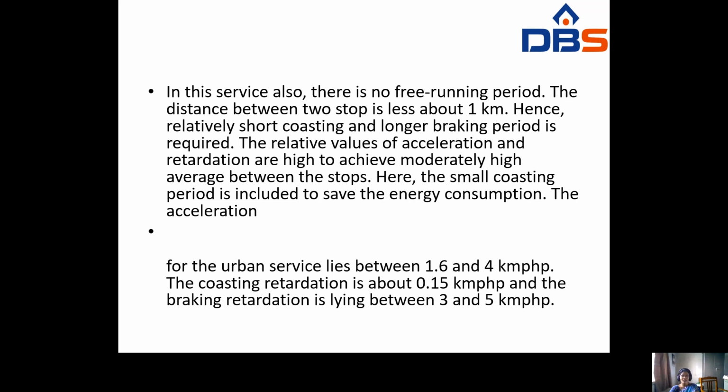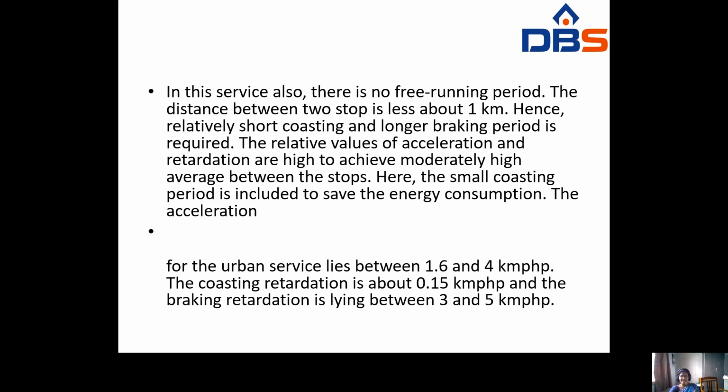Hence a relatively short coasting and longer braking period is required. The values of acceleration and retardation are high to achieve a moderately high average speed between the stops. A small coasting period is included to save energy consumption.